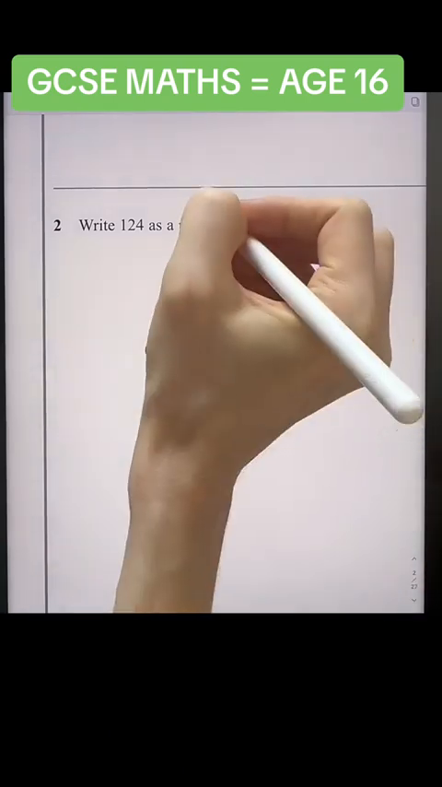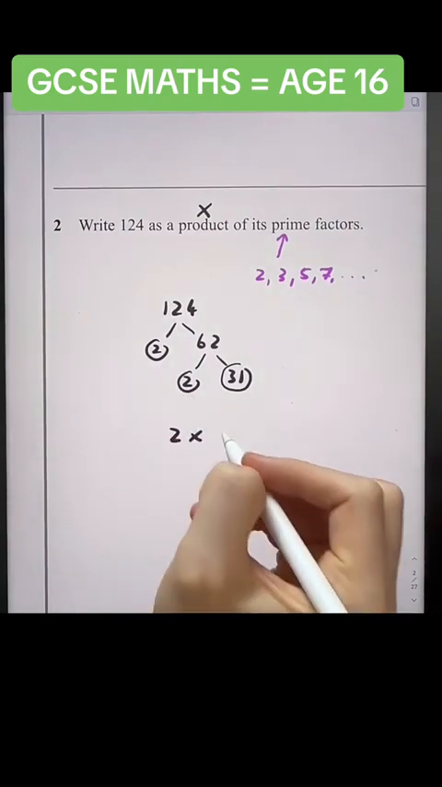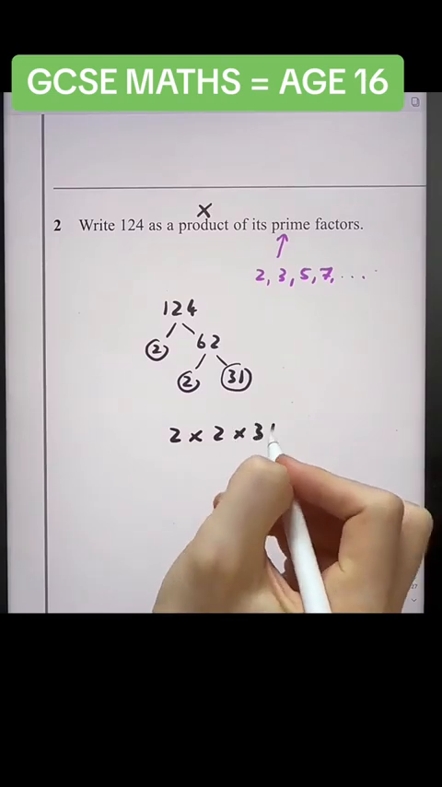The word product means to multiply. So all the numbers I put a ring around, I now multiply between them. So 2 times 2 times 31.